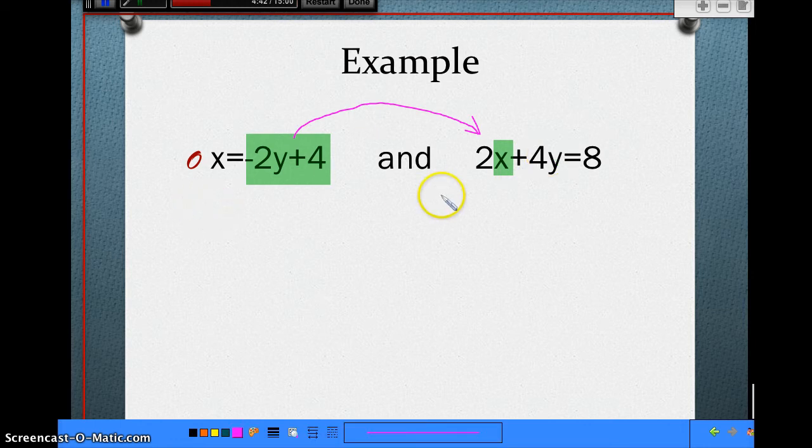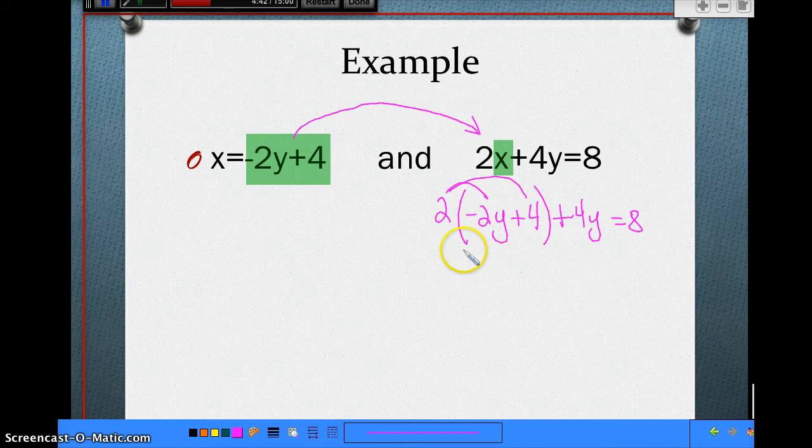So that's what I'm going to do. I'm going to put 2, and we're going to substitute in this whole binomial for x. Remember, you're substituting in a binomial, so you have to make sure you put it into parentheses, which is going to force you into using the distributive property. Drop down everything else, plus 4y is equal to 8. Go ahead and solve by using the distributive property. 2 times negative 2y is negative 4y, plus 2 times 4 is 8, plus 4y is equal to 8.